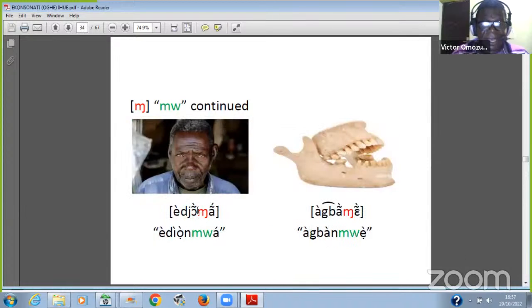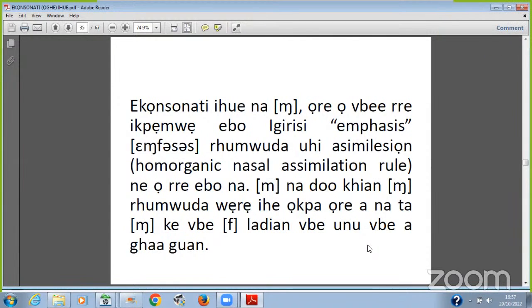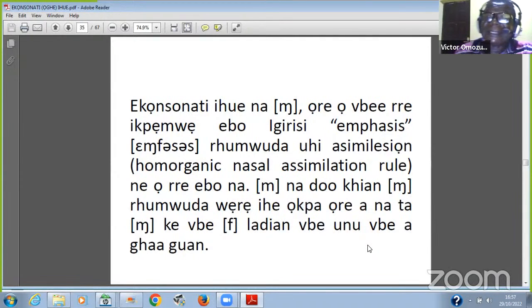The V, Idioma, Agbame. A consonant winner. Obere, Ipeme, Ebo, Ebringlisi. In the English word emphasis.